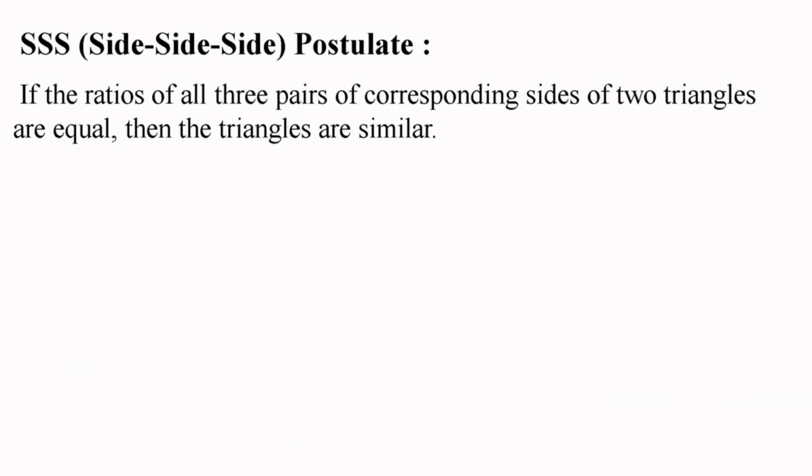The third and last postulate that we need to talk about is SSS, which is the abbreviation of side, side, side. What does it say? It says if the ratios of all three pairs of corresponding sides of two triangles are equal, then the triangles are similar. So in this postulate, we are not going to talk about angles. If we have only angles, we are going to use the first method. If we have angle and sides, we are going to use second method. And if we have only the length of sides, we are going to use the third postulate.